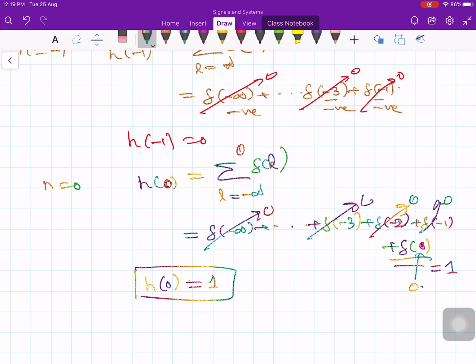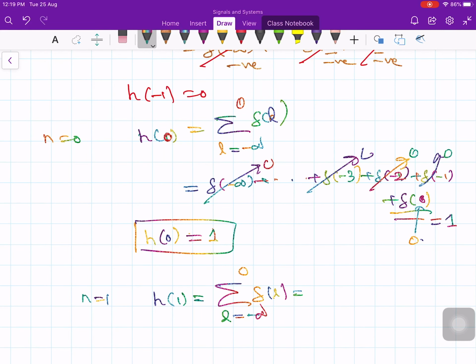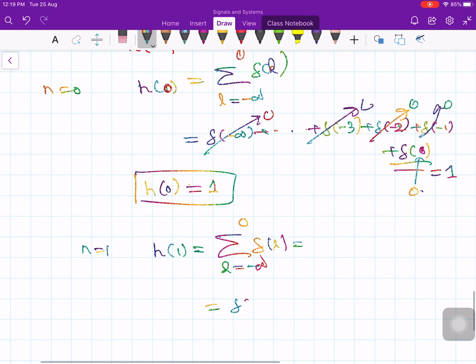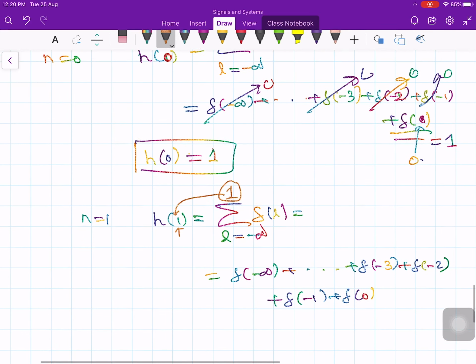Now, you substitute n equal to 1, then h of 1 is equal to sigma l equal to minus infinity to 0 of del of l. Again, if you expand this, all the terms come as negative terms: plus del of minus 3 plus del of minus 2 plus del of minus 1 plus del of 0, and we stop at, again I made a mistake, the upper limit is 1. Both should be the same, here also the argument is 1 and the upper limit should be 1. You stop at del of 1.